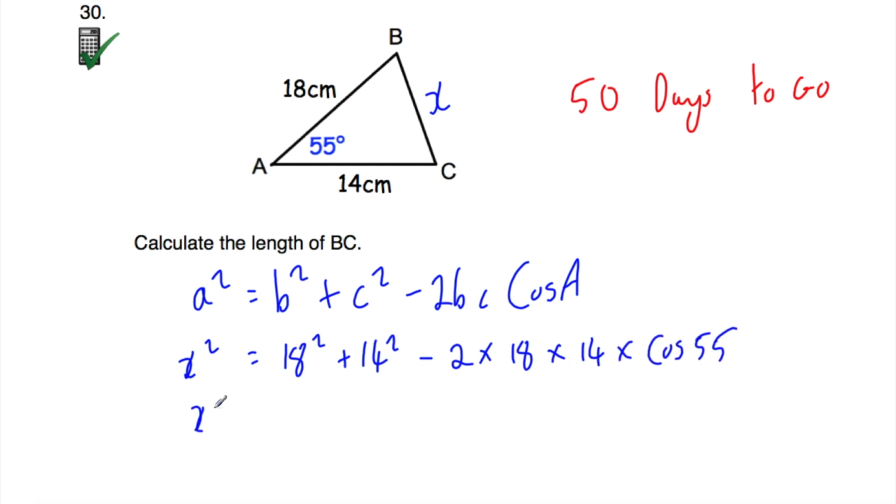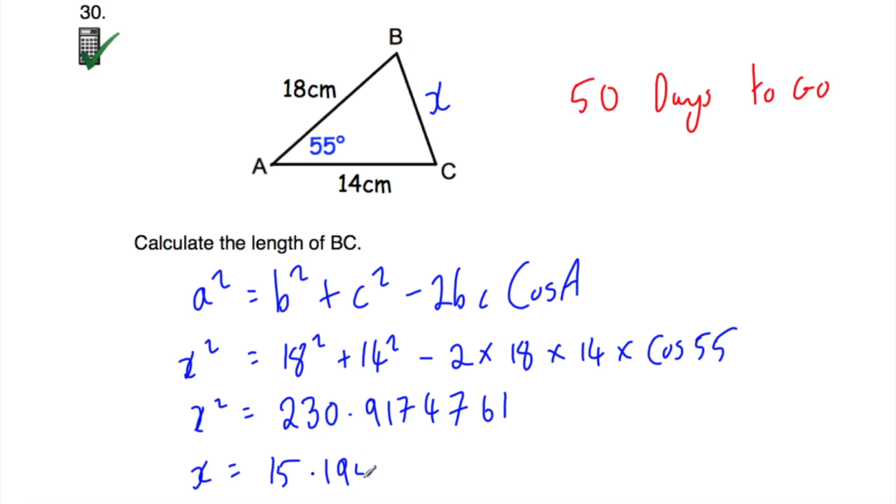And when we work this out, we're going to get x squared equals, let's work this out. Okay, that's equal to 230.9174761. Now that's that length squared, but obviously that length is going to be smaller than 230. So let's square root that to find x. So x is equal to the square root of this, and if we square root that answer, we get that that's equal to 15.1959 and so on. And let's just round that to 3 decimal places. That'll be 15.196 centimeters to 3 decimal places. And that's it. And if you got that, well done.